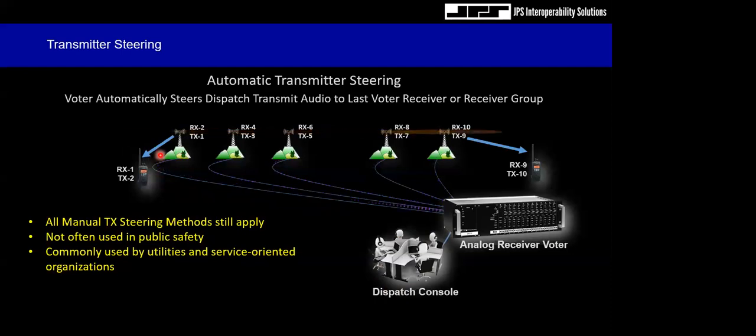And this is automatic steering. So we're letting the voter be intuitive and lock onto those sites. This is not often used in public safety. Dispatchers still like to control the steering of the transmitters. So let's talk about backhaul.